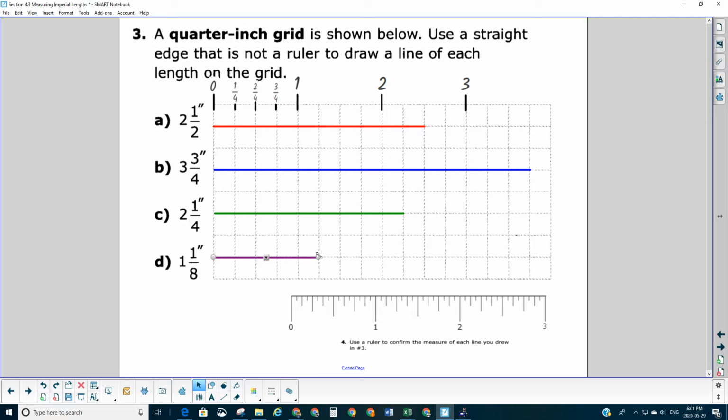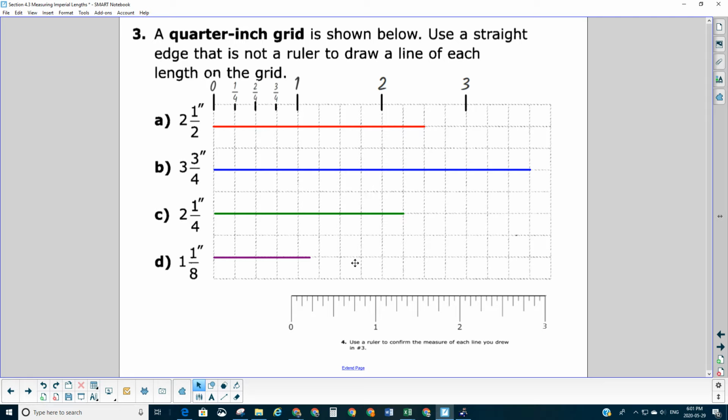This would be 1 1/4, so I need about half of that. So I'm going to estimate that it's about there, maybe just a little bit less. There, that looks about right, as 1 1/8. Okay, so using this grid is really handy. In a couple of sections, we're going to be using a grid and graph paper to be doing some drawings. So this is a great little practice setting us up for that.